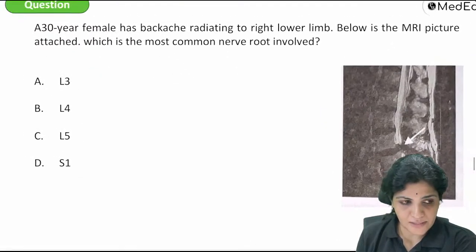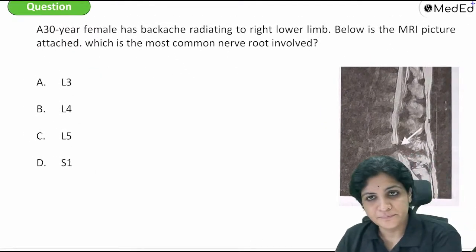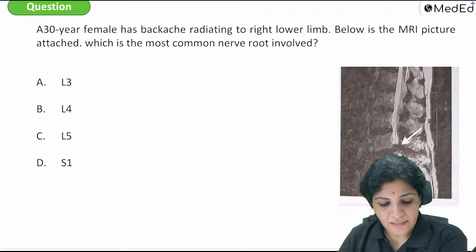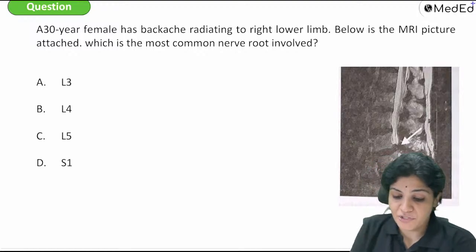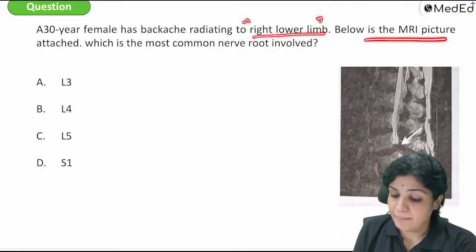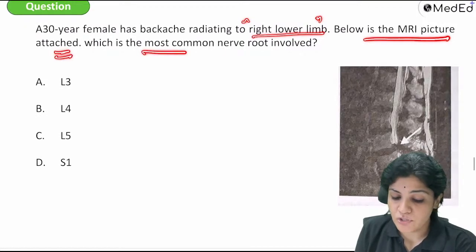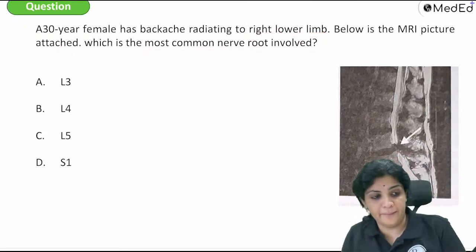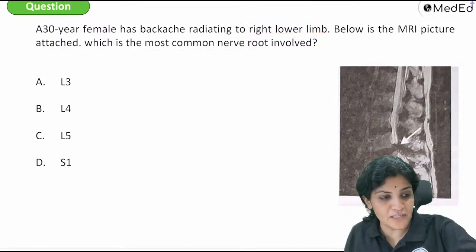And now, what is this? A 30-year-old female has backache which is radiating to the right lower limb. Below, this is the MRI picture attached. What is the most common nerve root which is involved? So answer for this?